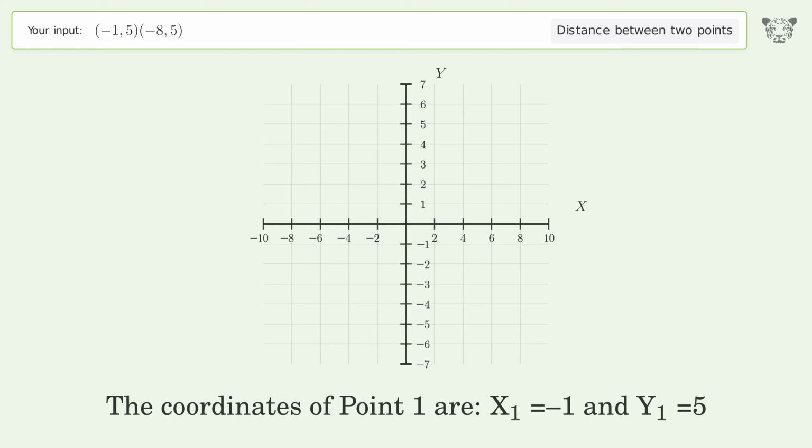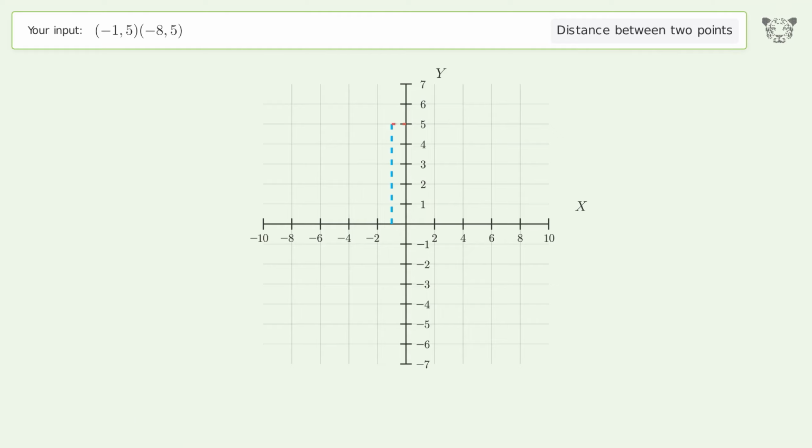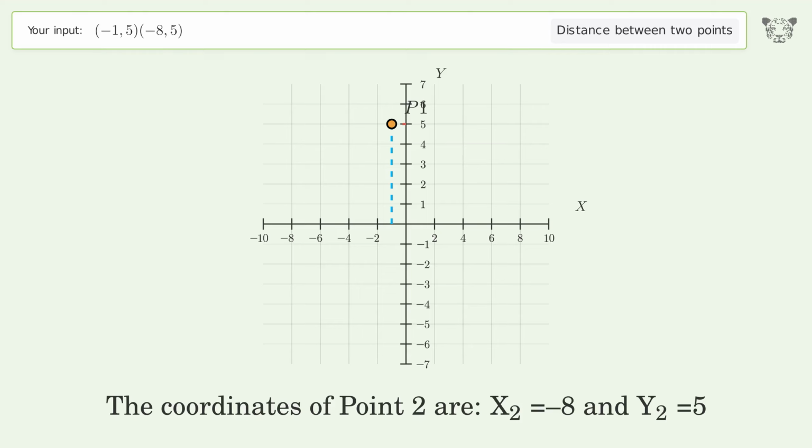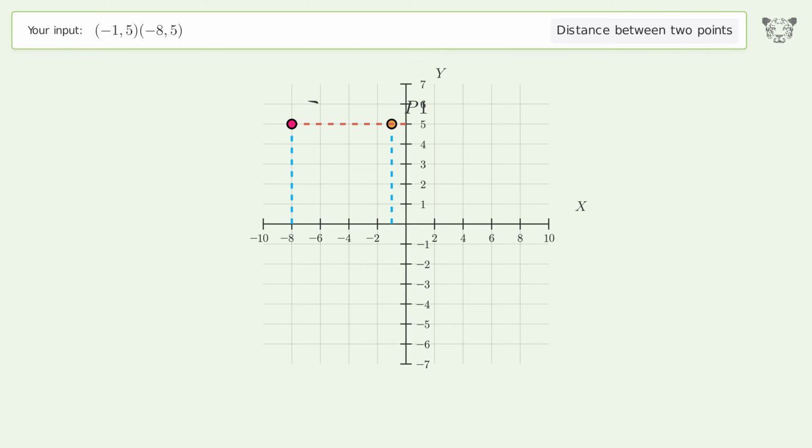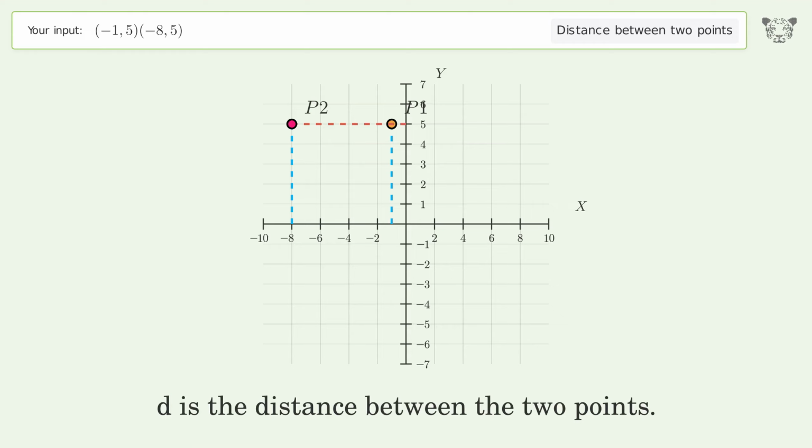The coordinates of point 1 are, x1 equals -1 and y1 equals 5. The coordinates of point 2 are, x2 equals -8 and y2 equals 5. D is the distance between the 2 points.